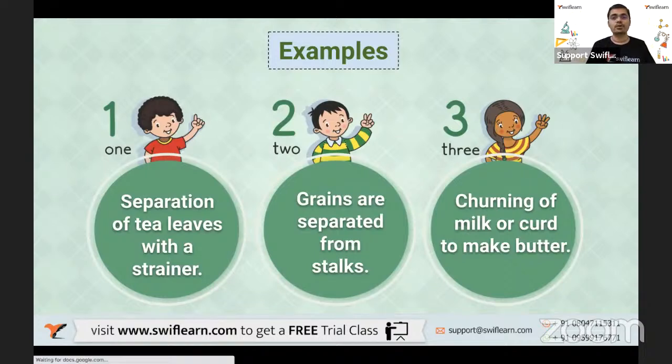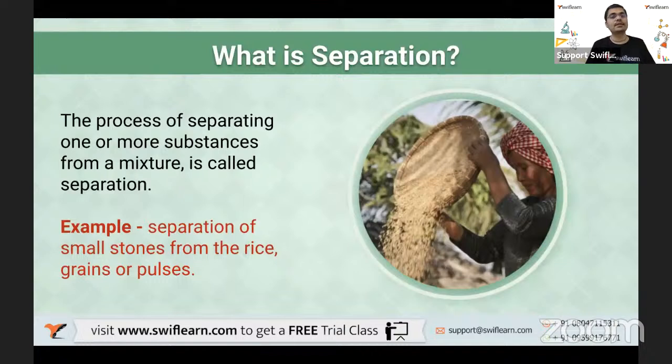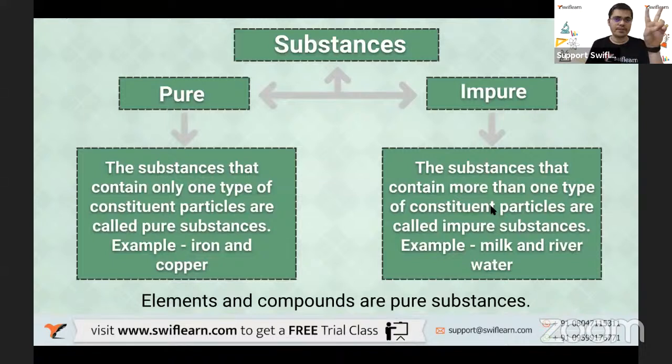Very good. So what is separation? Separation is basically separating the components of a mixture. The process of separating one or more substances from a mixture is called separation. An example is separation of small stones from the rice grains or pulses. So there are 2 types of substances: pure and impure. Pure is a substance that contains only one type of constituent particles.